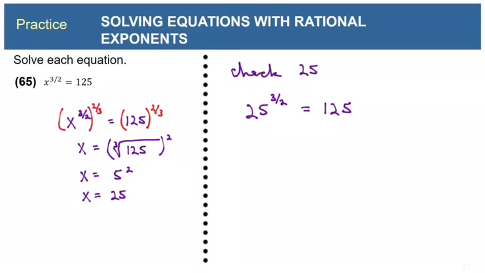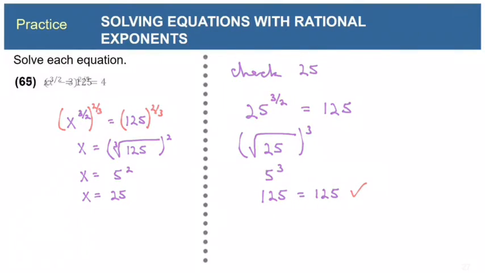So 25 to the 3/2 power, we're going to be doing the square root of 25, and then cubing that answer. And the square root of 25 is 5, and 5 to the 3rd is 125, which is a match for our right side. So that solution is good.